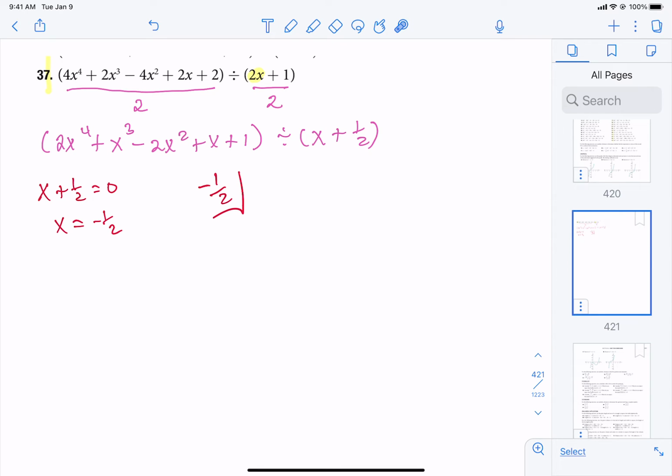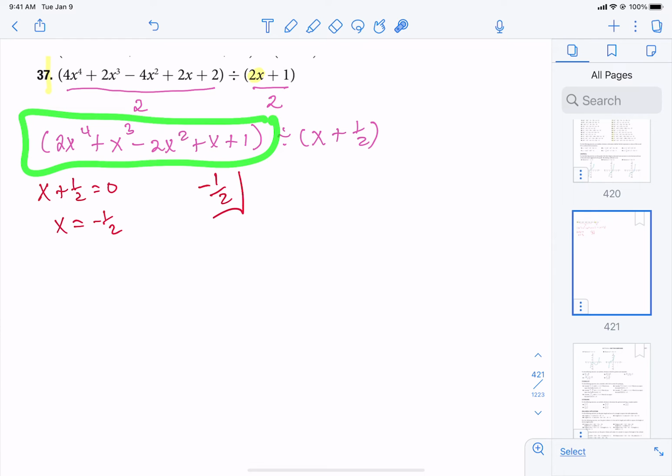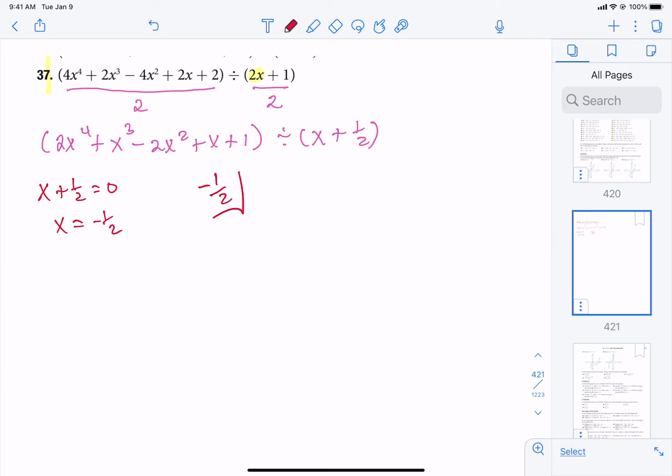We're going to use the coefficients for here. Now you'll notice the powers are perfect: 4, 3, 2, 1, nothing. So we pull out the coefficients: 2, 1, negative 2, 1, and 1. And we're going to set up our synthetic division box. So our synthetic division actually is going to work out pretty good.